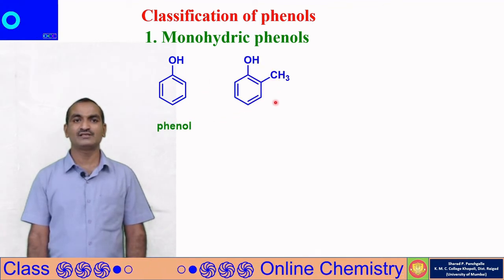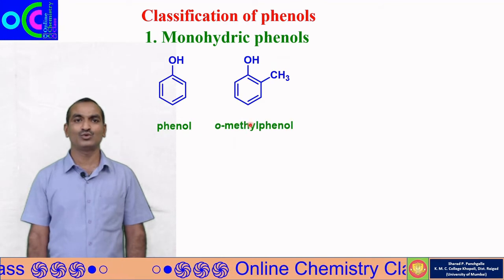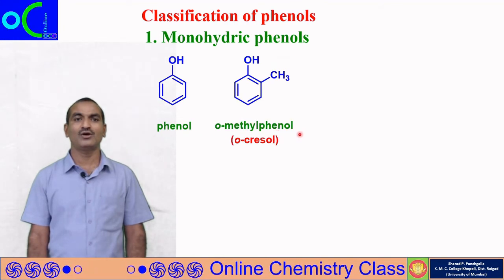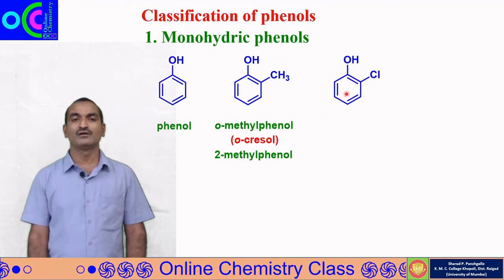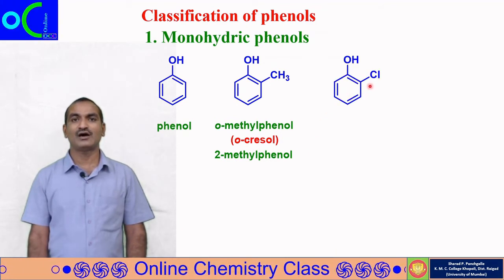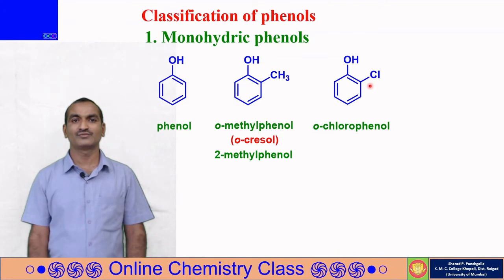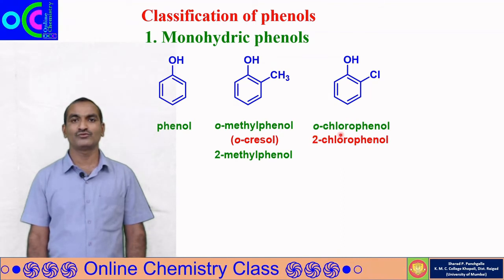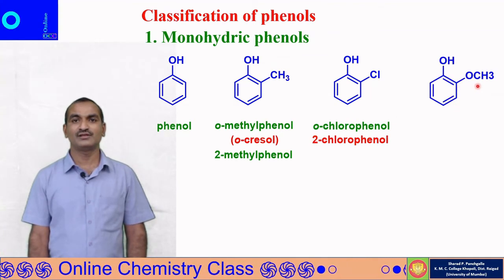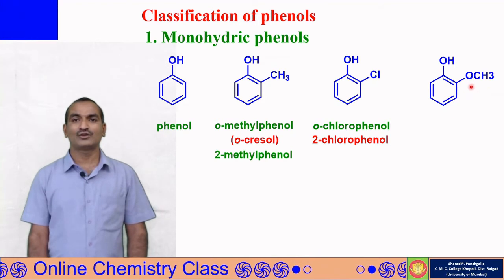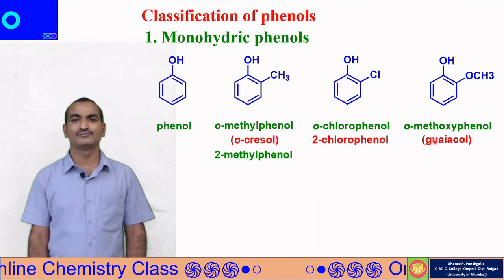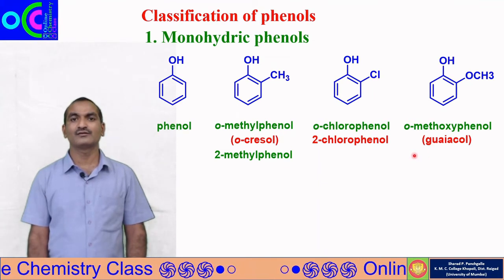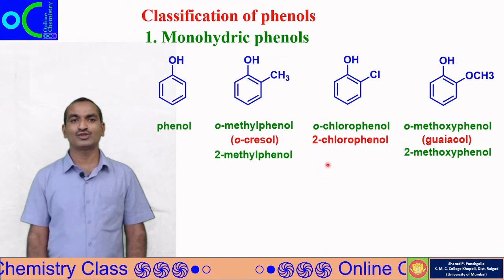The next one is orthocresol, also known as ortho-methylphenol or 2-methylphenol. The next one is ortho-chlorophenol, also known as 2-chlorophenol. Then the next one is ortho-methoxyphenol, also known as guaiacol, having the IUPAC name 2-methoxyphenol.